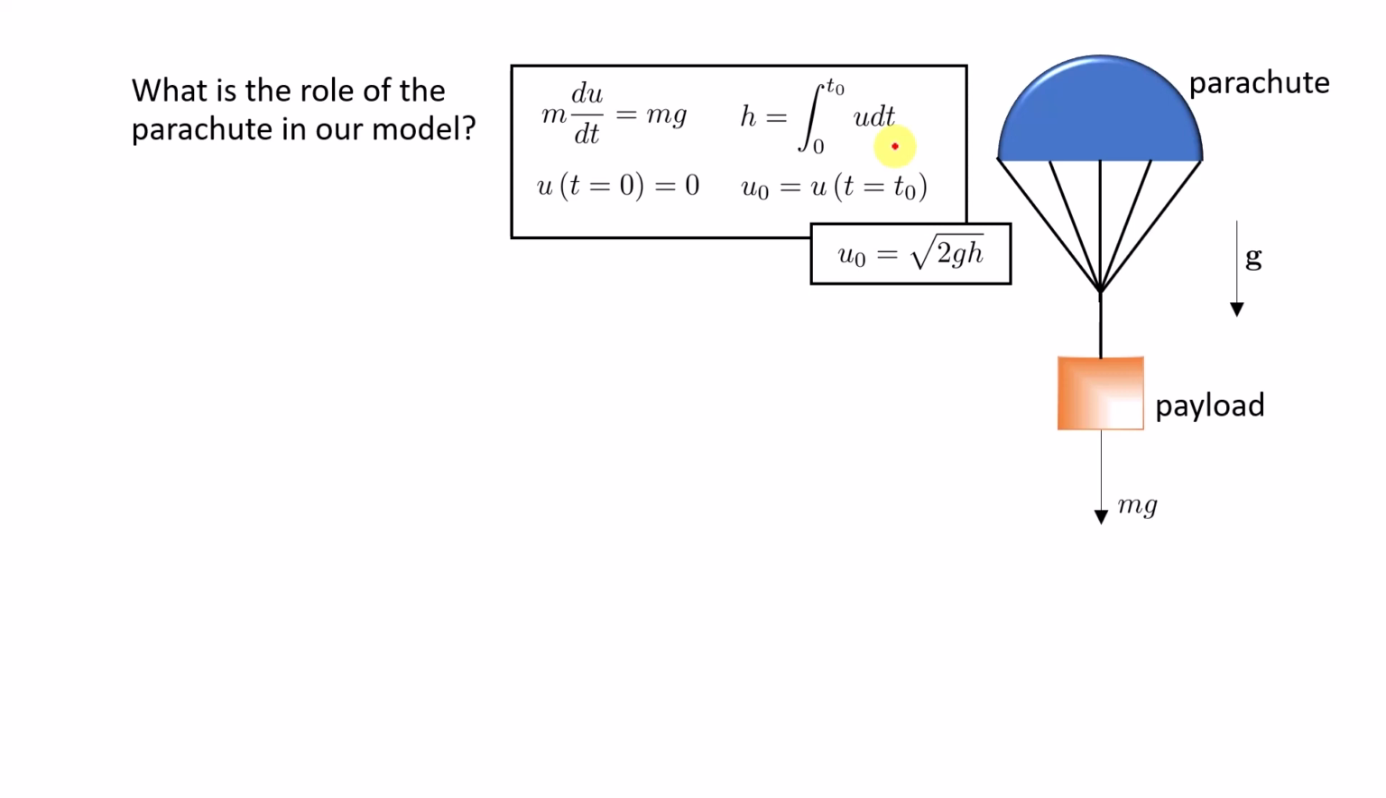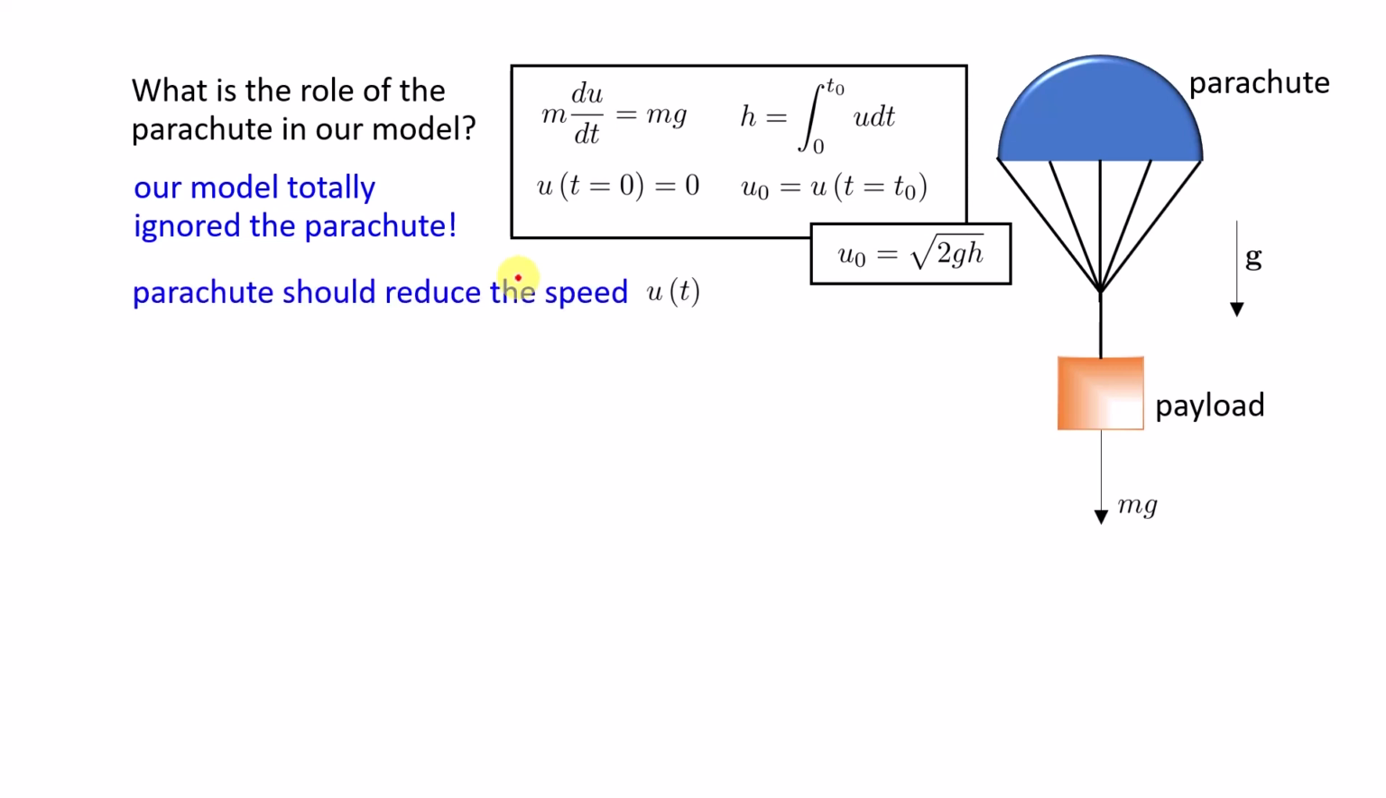So what do we do then? This is where we have to ask a physical question: what is the parachute actually doing? Well, what we hope the parachute will do is reduce the speed of the payload. The payload will come down slowly when there is a parachute. Now, the model ignored the parachute. Now we want to bring that complexity into it so that our model is physically more meaningful.